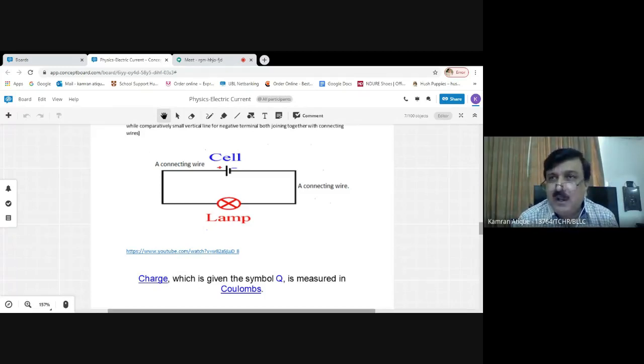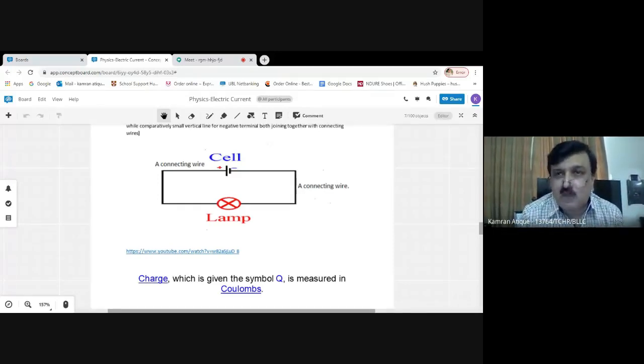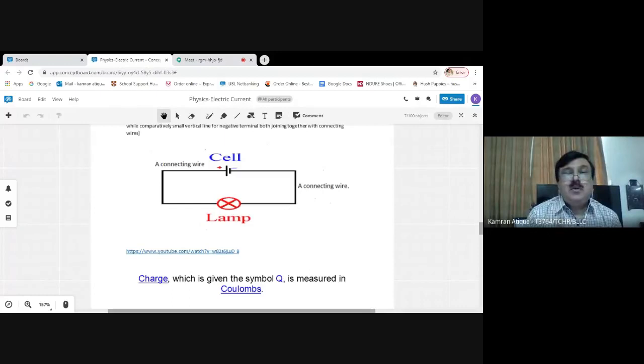Today we are going to define electric current in a similar manner. Electric current will be regarded as the flow of charged particles, the flow of electrons, but not the simple flow. We are going to define it as the flow of electrons or charged particles per unit time. I repeat, per unit time.